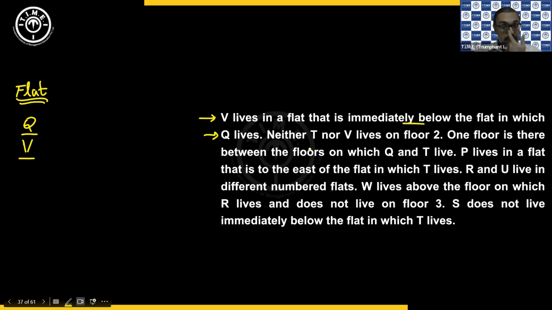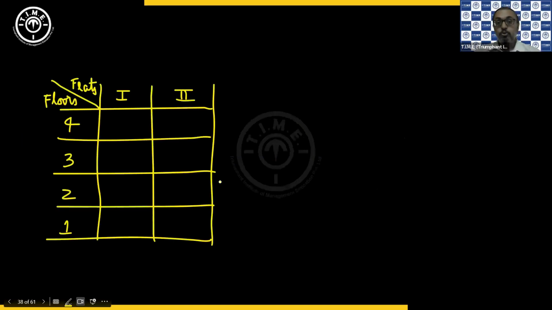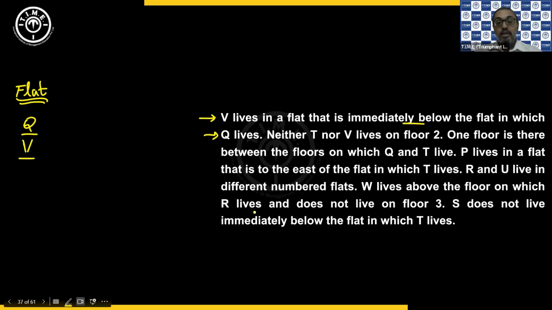Okay. The next says neither T nor V lives on floor 2. So on the complete floor 2, you cannot have T, you cannot have V. Okay. And what else he says? One floor is there between the floors on which Q and T live. See, now he is talking about the floor. So there is one floor between Q and T. So they need not be in the same flat. They may also be in the same flat. We don't know. Now, basing on this, now check.